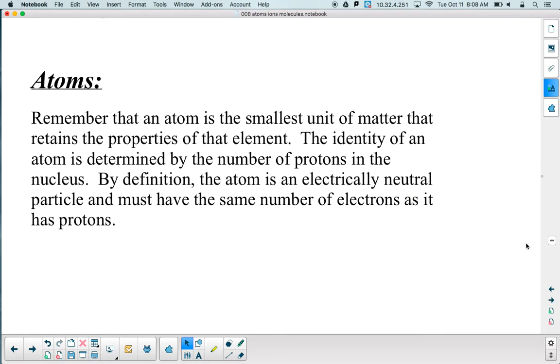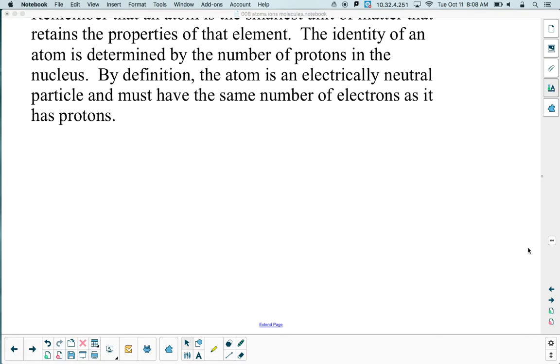In the first unit, we talked briefly about the atom, and just remember it's the smallest unit of matter that retains the properties of that element. The identity is determined by the number of protons, and by definition, the atom is electrically neutral and must have the same number of electrons as what it has protons.